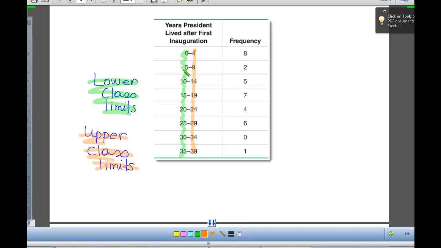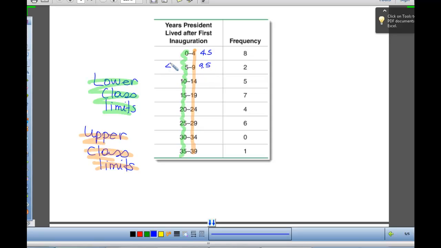Class boundary is halfway between the upper class limit and the next lower class limit. Okay, everybody got that jotted down? Because we're going to find them. Here we've got 4, and then we go to 5. So the number halfway between those is what? 4.5. Very good. Then we've got 9 to 10, so that's going to be 9.5.